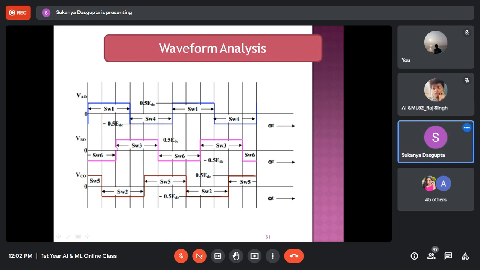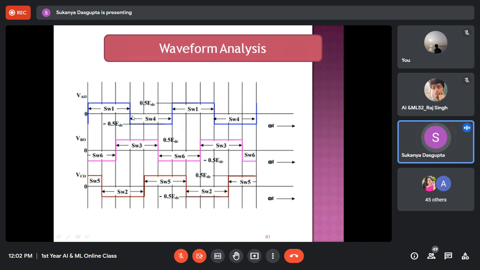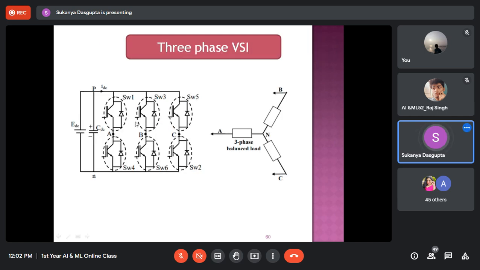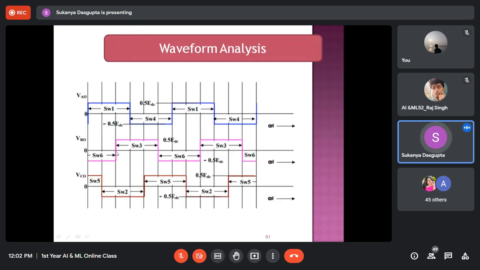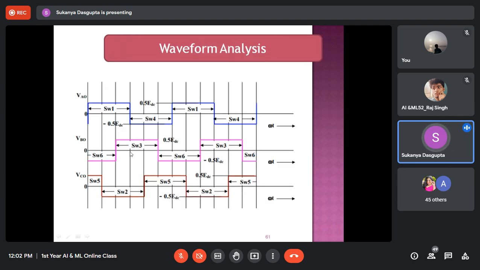Right? For 0 to 60, 1 and 6 are working along with 5. What is 5? This one is 5. And for 120 to 180, 1, 3, and 2 are working, because at this point, at 120 degree, switch 3 has started its conduction. That means there is a changeover of phase from phase A to phase B. Okay?